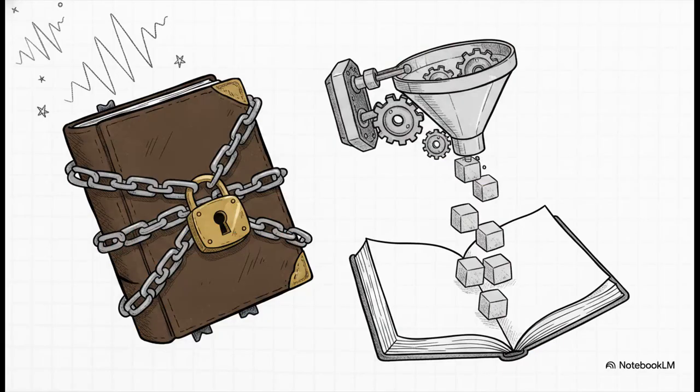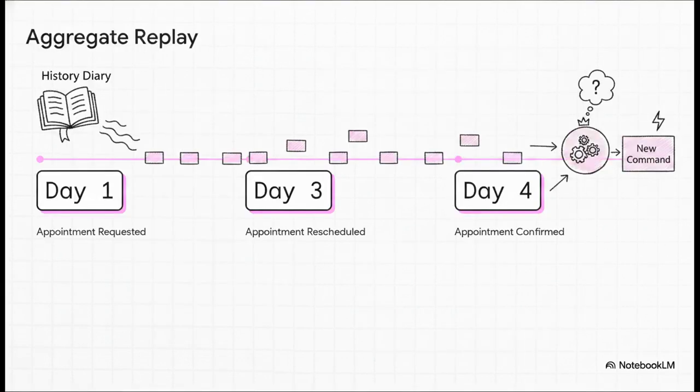To really lock this mental model in, think of the event store as an unbreakable history diary. Once an entry is written in ink, it can never, ever be erased or modified. And the serializer? Well, that's just the translator who takes the manager's verbal decision and formats it perfectly into text so it can be written straight into the diary. Let's look at how this builds our system's state over time.